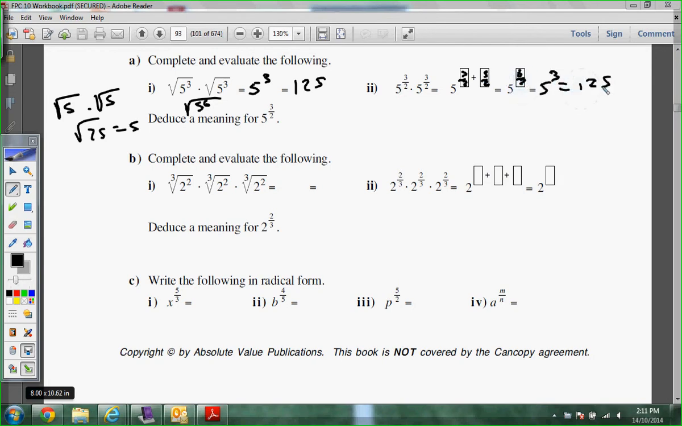That's going to give me 6 halves, which is 5 cubed, which is 125. So then it says, deduce the meaning of 5 to the 3 halves. So now, what has changed? What were we doing before in our fractions? All of our fractions we were doing before, we had what on top? A 1, and now we have a 3. So, to deduce the meaning, this is 5 cubed square rooted. So this right here is your numerator. This right here is your denominator. 3 halves.